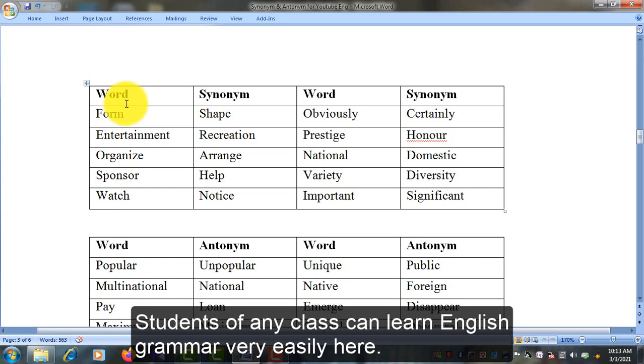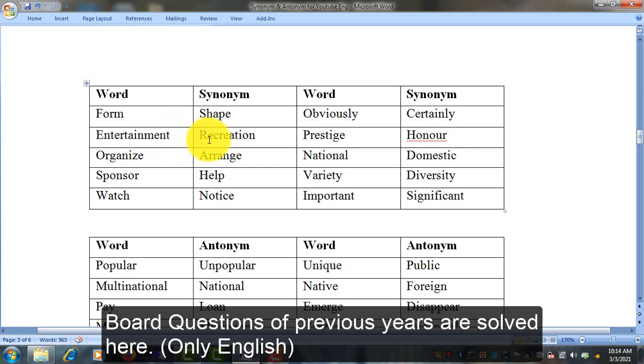Word synonym. Look at some words. Form, this word is a verb or noun, and its synonym is shape. It is also a verb and noun. Entertainment, it is a noun, and its synonym is recreation. It is also a noun. Organize, this word is a verb. Its synonym is arrange. It is also a verb. Sponsor, this word is verb or noun, and its synonym is help. It is also a verb or noun.